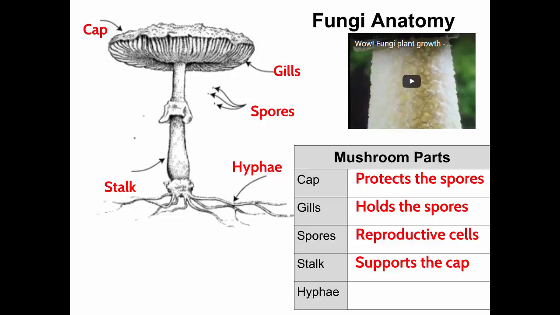And then at the bottom of the stalk are the hyphae. And these are where enzymes are produced for digestion, and it's where food is absorbed.